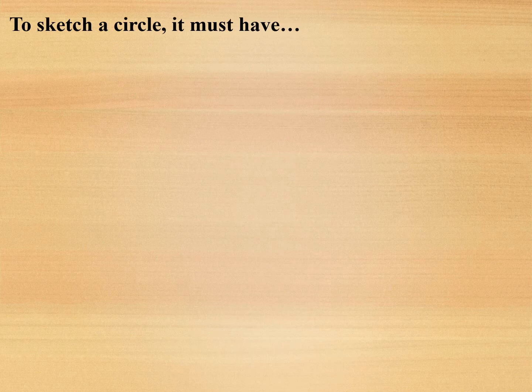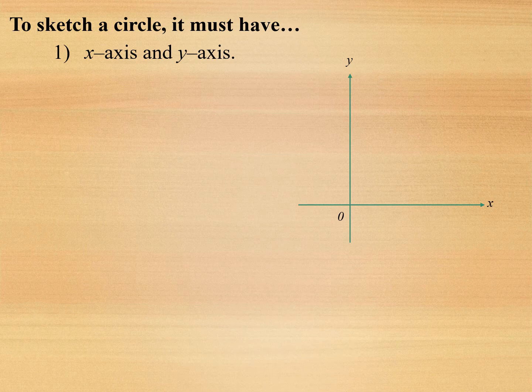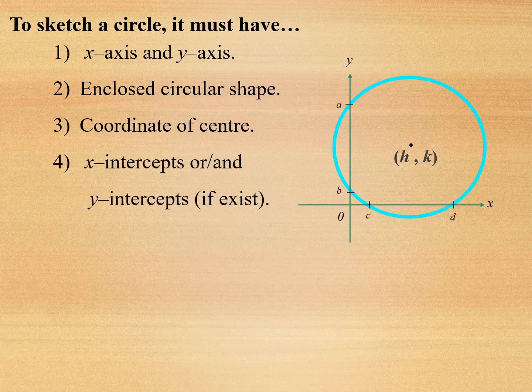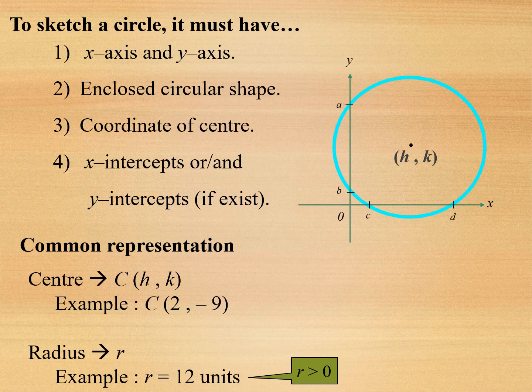To sketch a circle, it must have: 1, x-axis and y-axis; 2, an enclosed circular shape; 3, the coordinates of the center; 4, the x-intercept or y-intercept if they exist. Common representation: the center is denoted as (h,k), and the radius is denoted as r, where r should be more than 0.